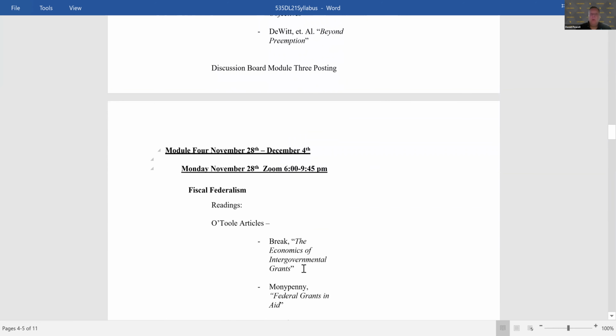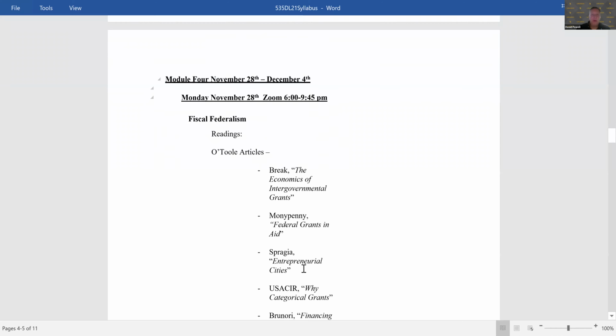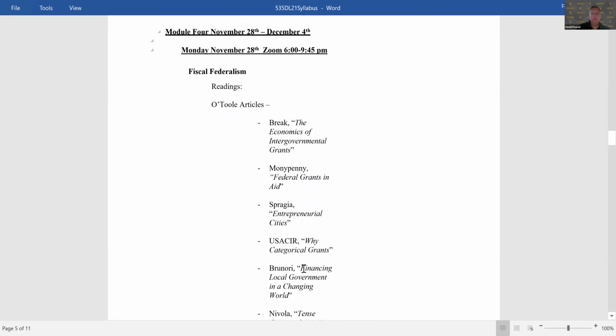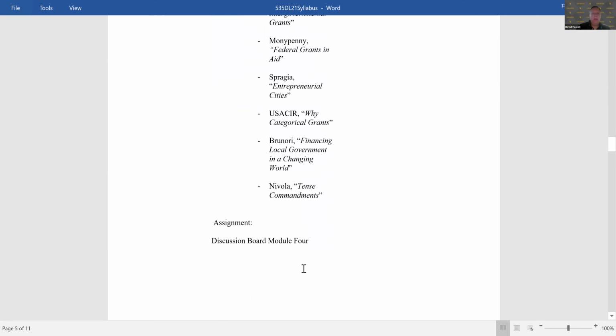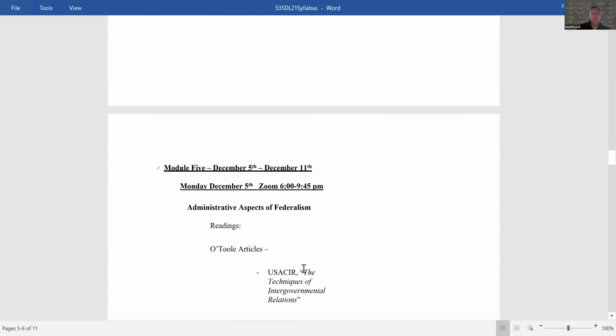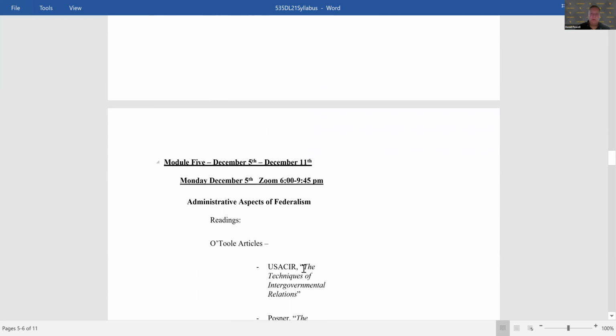Then in week 4, we will get into my favorite topic, which is fiscal federalism. We have several articles on grants, different types of grants, the use of grants, why we ended up getting certain types of grants in our federal system, why we tend to have categorical grants as opposed to broader types of grants. Then in our next week after that, we will get into a discussion of the administrative aspects of federalism.